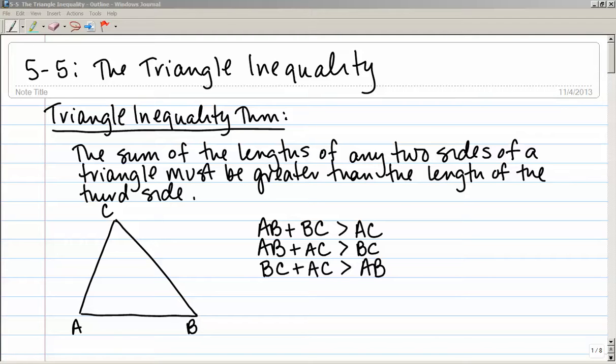And you do have to check every possible combination. So AB plus BC must be greater than AC, AB plus AC must be greater than BC, and BC plus AC must be greater than AB.